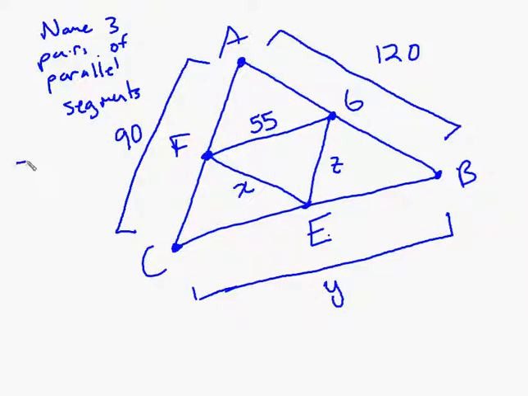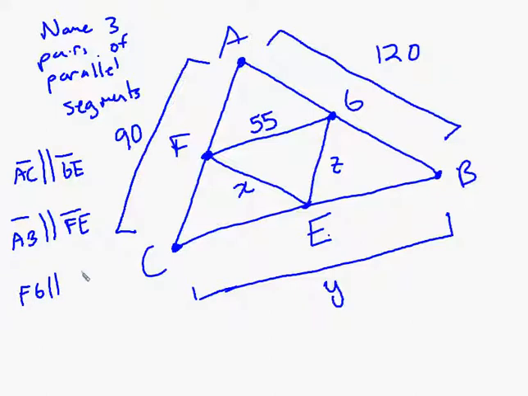Alright, AC is parallel to GE. AB is parallel to FE, and FG is parallel to CD.